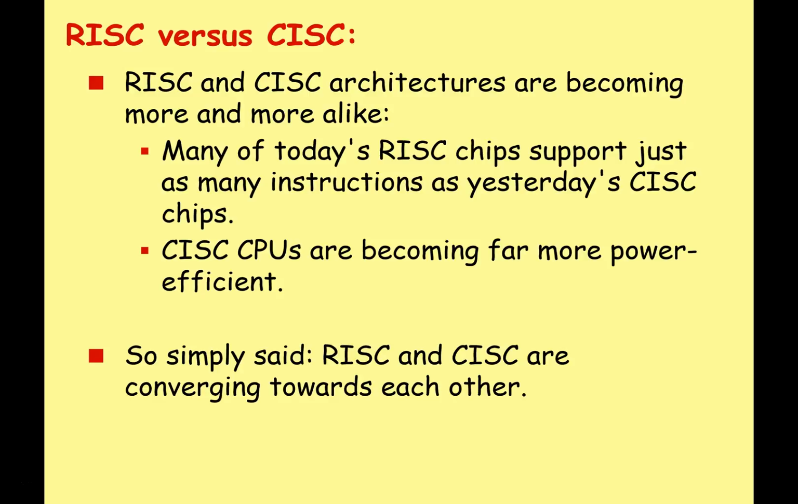We've also got the idea that RISC and CISC architectures are becoming more and more alike. They are converging. Many of today's RISC chips support as many instructions as yesterday's CISC chips. So the instructions provided by modern RISC chips are becoming more complex, as we expect the chips to do more and more complex tasks. On the other hand, CISC CPUs are becoming far more power efficient. If you look at the last few generations of Intel processors, they're not necessarily getting faster, but they're getting much more power efficient, so they can compete more with RISC chips. So simply said, RISC and CISC are converging towards each other. Maybe in the future, there's not going to be such a distinction.